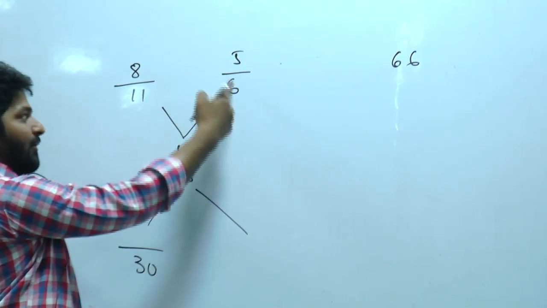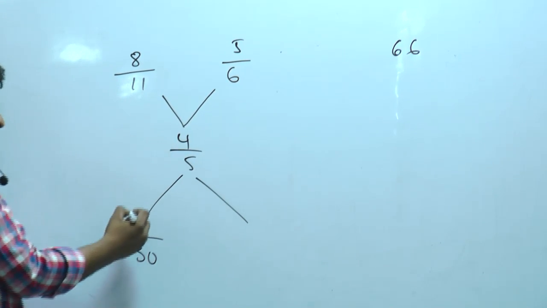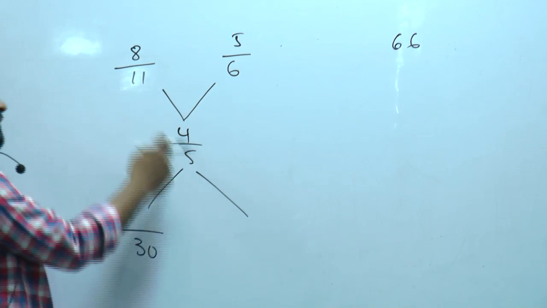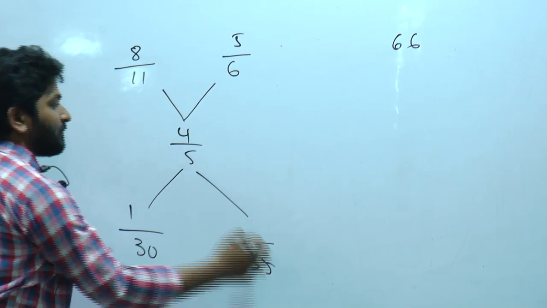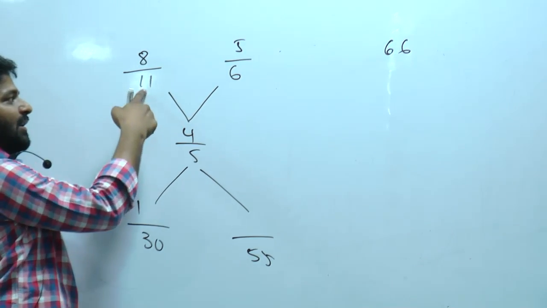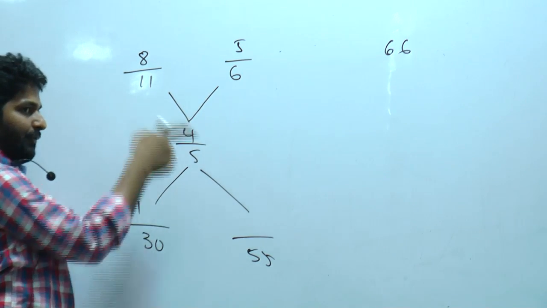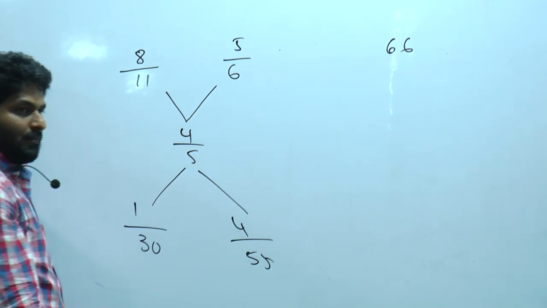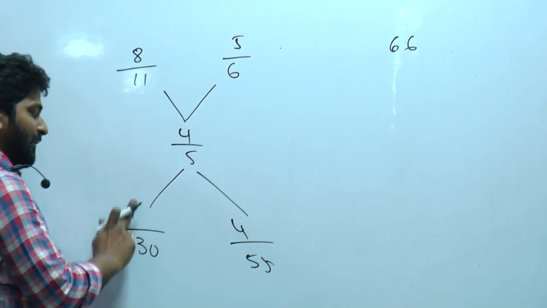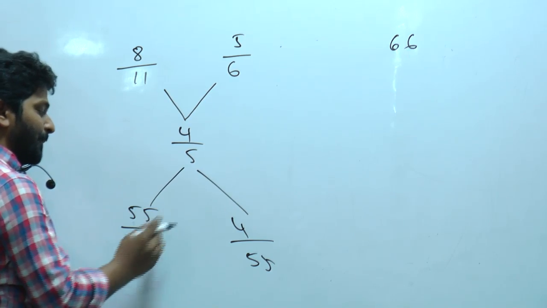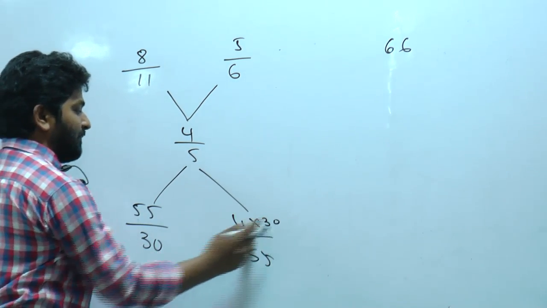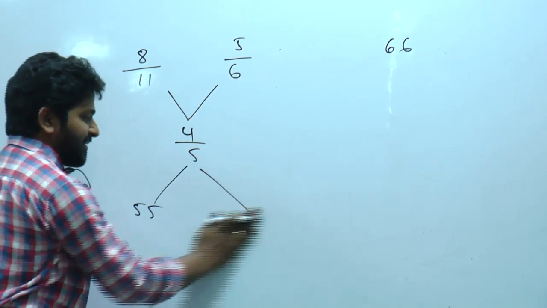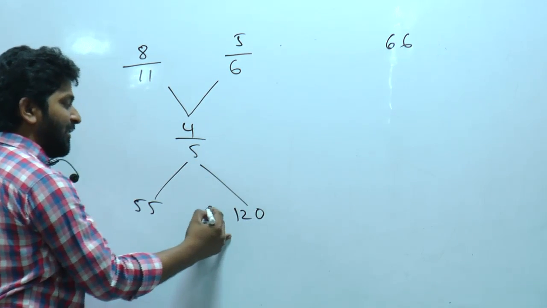5 times 5 is 25, 6 times 4 is 24. The difference is 1. 11 times 5 is 55, 5 times 8 is 40, 11 times 4 is 44. 44 minus 40, the difference is 4. So go for cross multiplication. So it becomes 55 and it becomes 4 into 30. Yes or no? How much is this? 120.